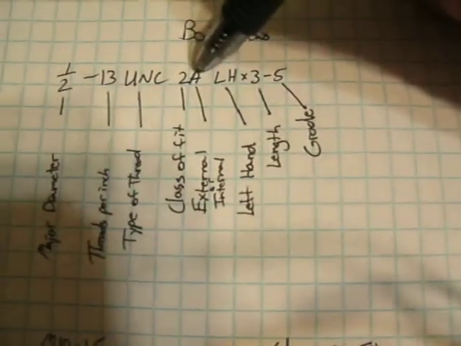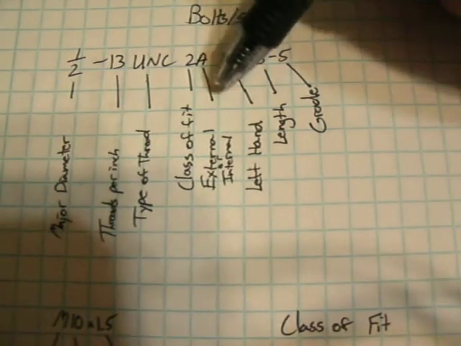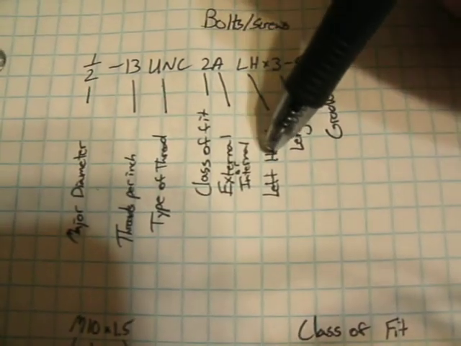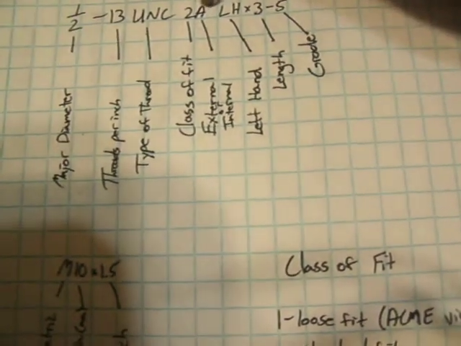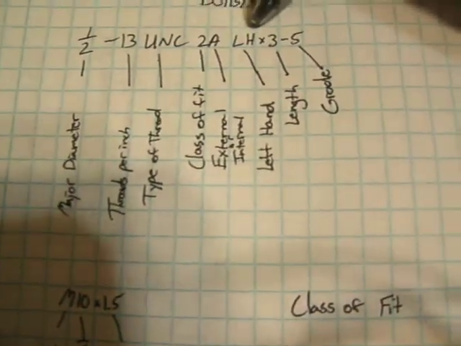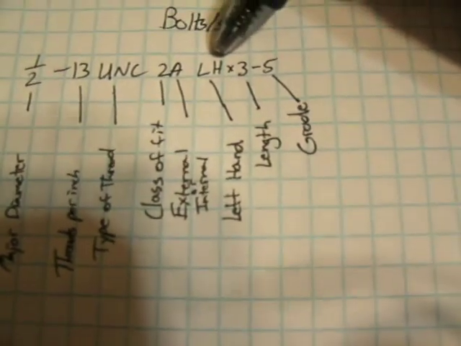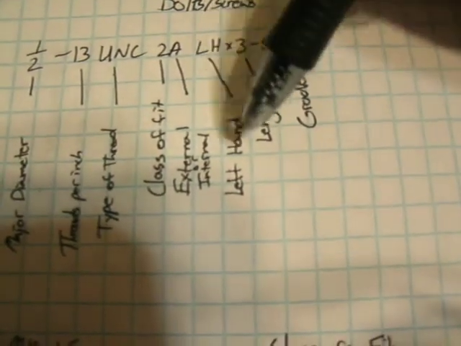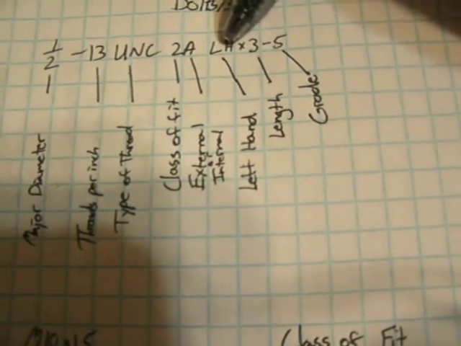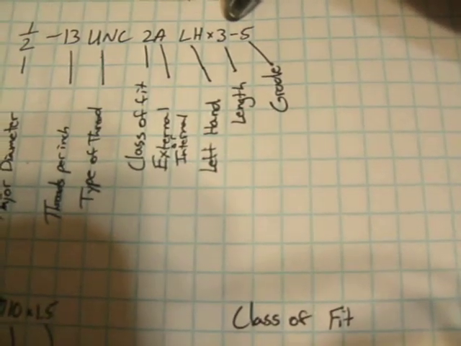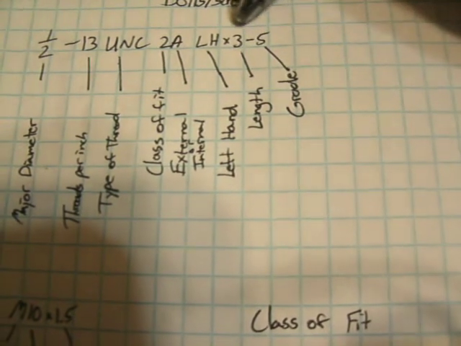After your class of fit, you're going to have an A or a B, and that basically means your external or internal fit. A means external, B means internal, so just remember that. After that, you're going to have an RH or an LH. LH is obviously left-hand thread, RH would be right-hand thread. After that, you're going to have what's known as your length. So it would be 3 inches, 2 inches, whatever it is.